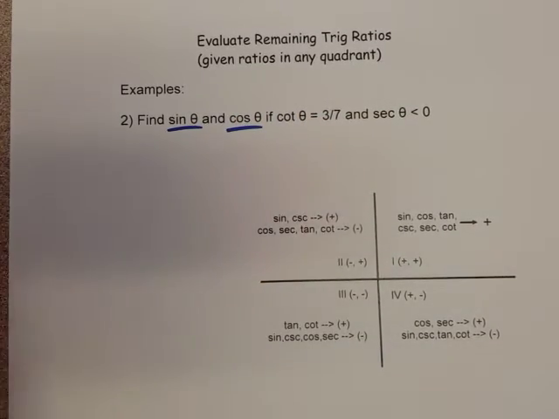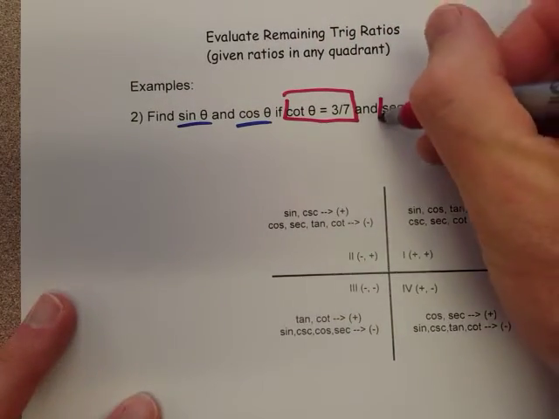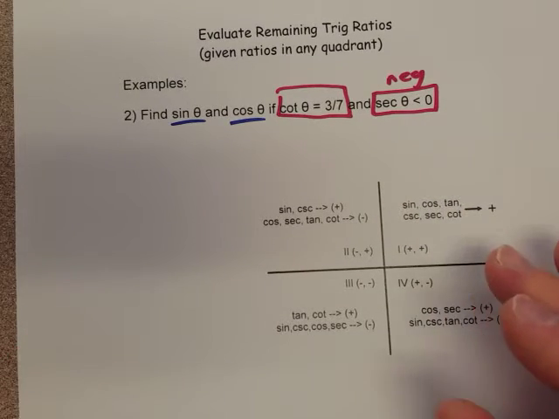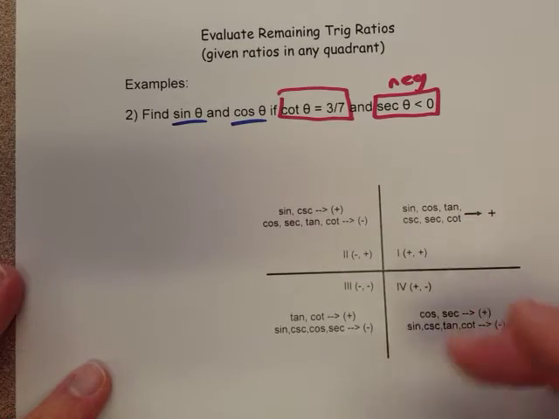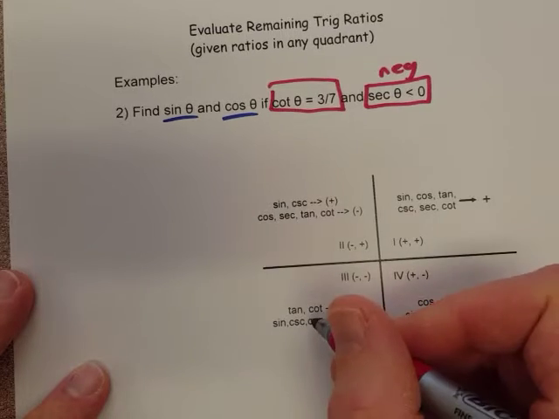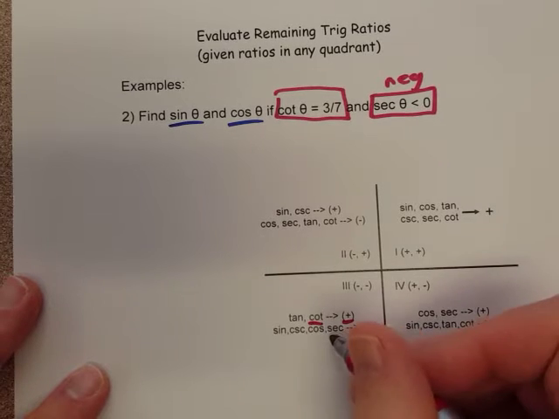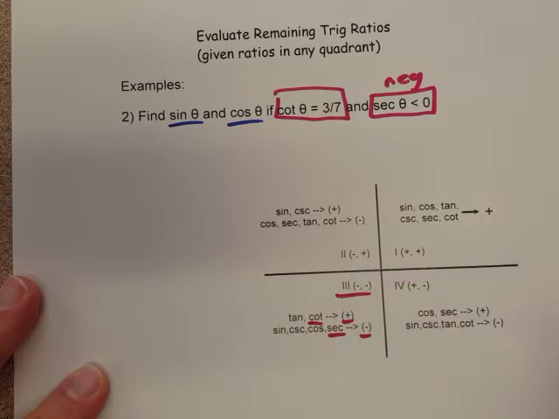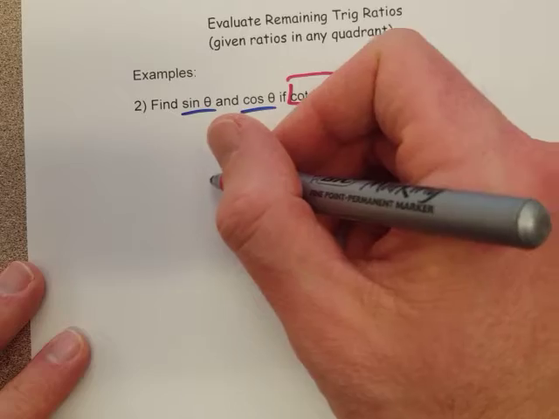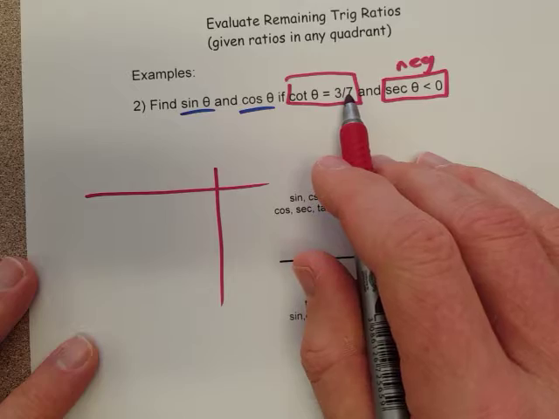If cotangent is equal to 3/7, okay, so that's one piece. And then if secant is less than 0, so if secant is negative. So we want to find the quadrant in which cotangent is positive, secant is negative. Well, again, sparing you the details of how we got to all this, here's cotangent positive, secant negative. That narrows it down to quadrant 3 in this case. So quadrant 3, and we have cotangent as 3/7.